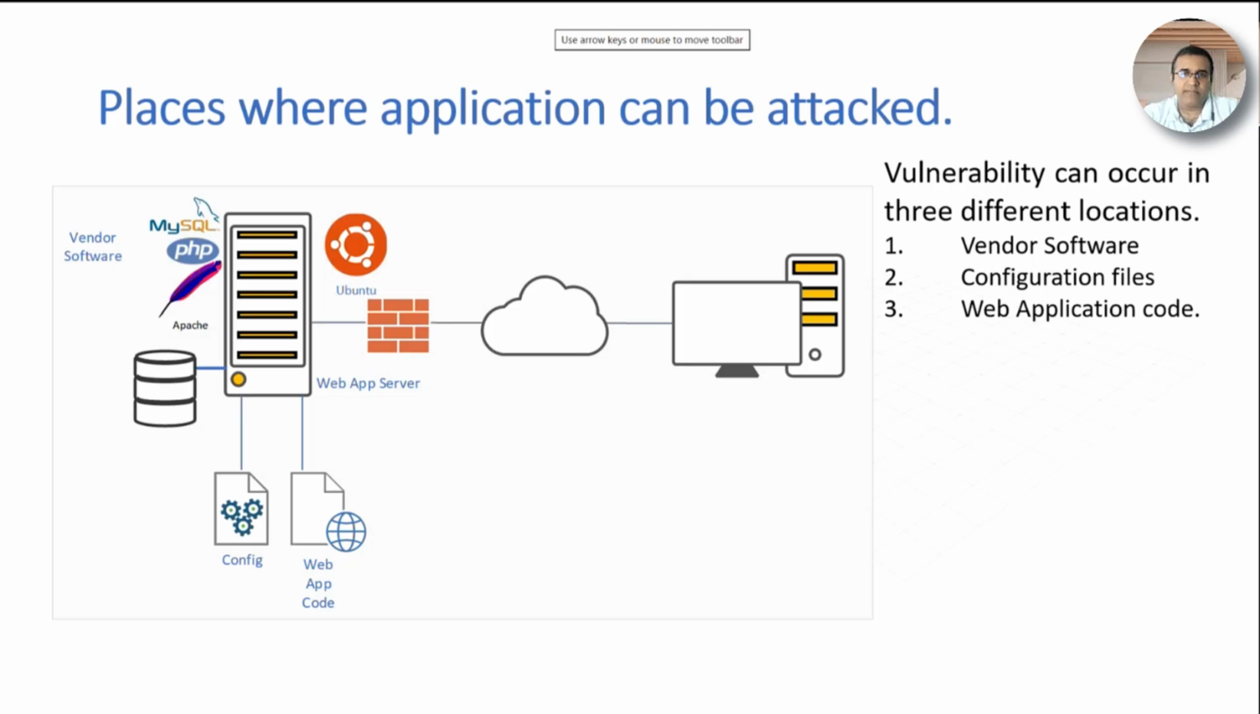Based on my experience, I personally think vulnerabilities occur in three different locations. One is vendor software, second is configuration files, third is web application code, right? Vendor software is like your application stack, as I told you, you may be running MySQL, PHP, Apache Web Server, or Ubuntu. What if there's a vulnerability in that software itself? In that situation, you can't do anything about it, because you don't have access to their code.